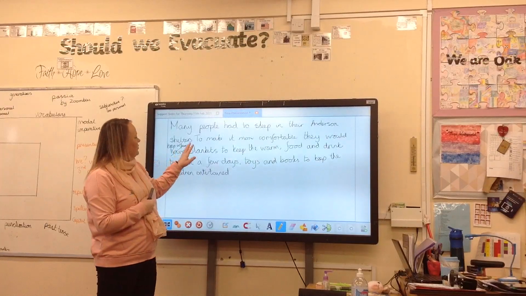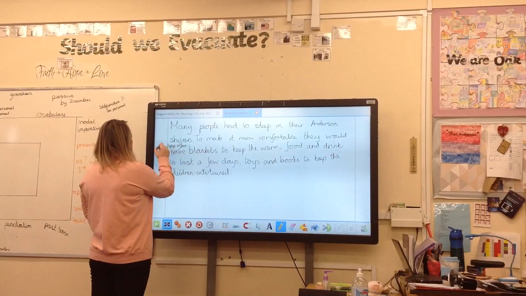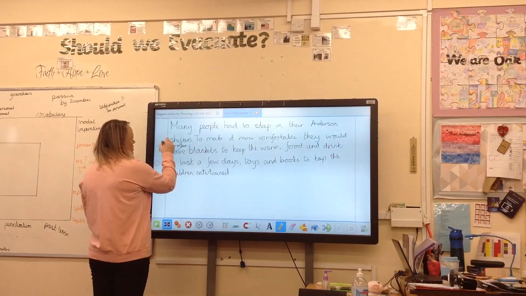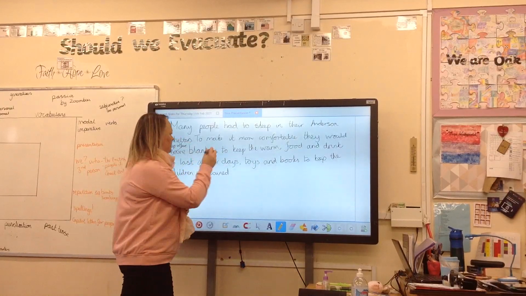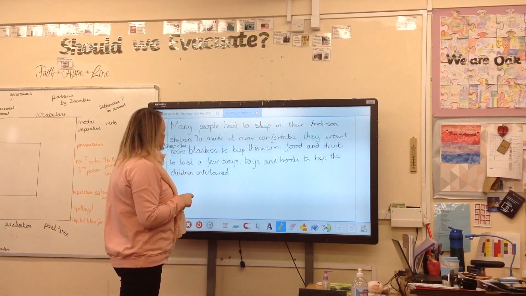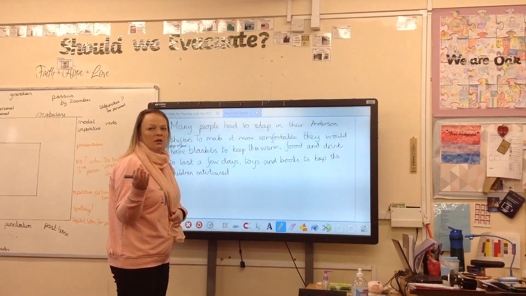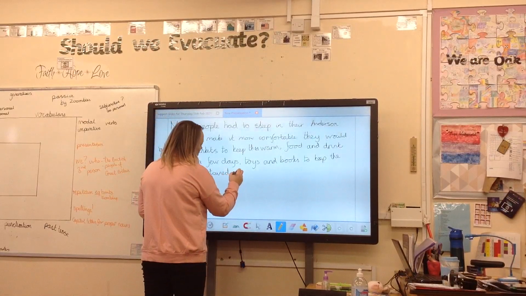So far we've got, to make it more comfortable, they would have kept in there, that's what we need there, kept in there. Blankets to keep them warm; food and drink to last a few days; toys and books to keep the children entertained; and then I think I need an and, don't I? And candles to give them light. Yes.